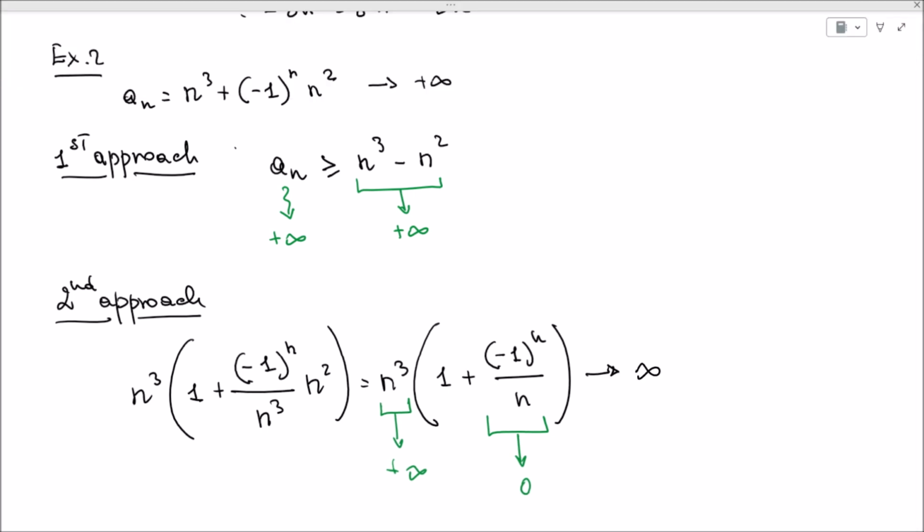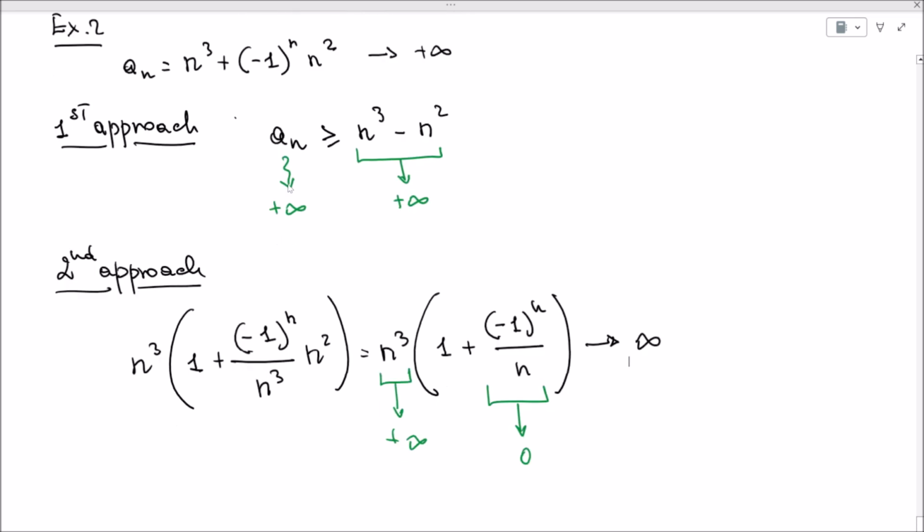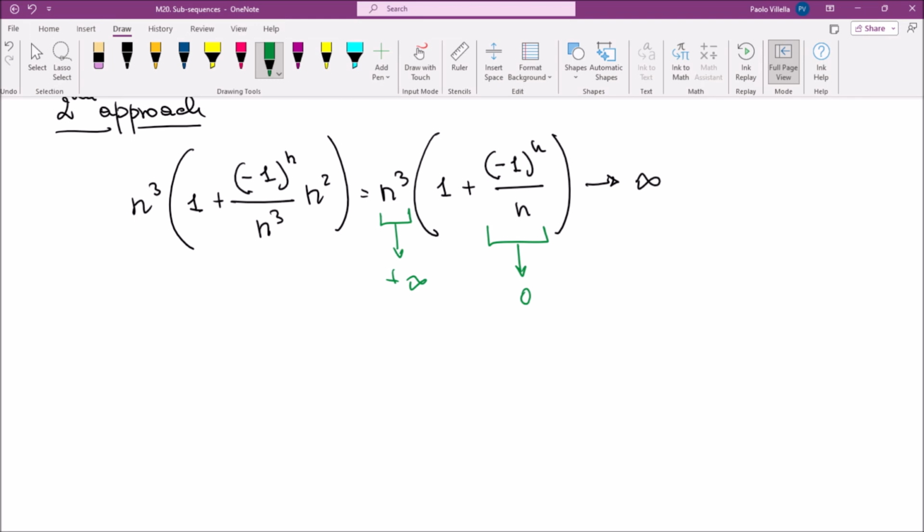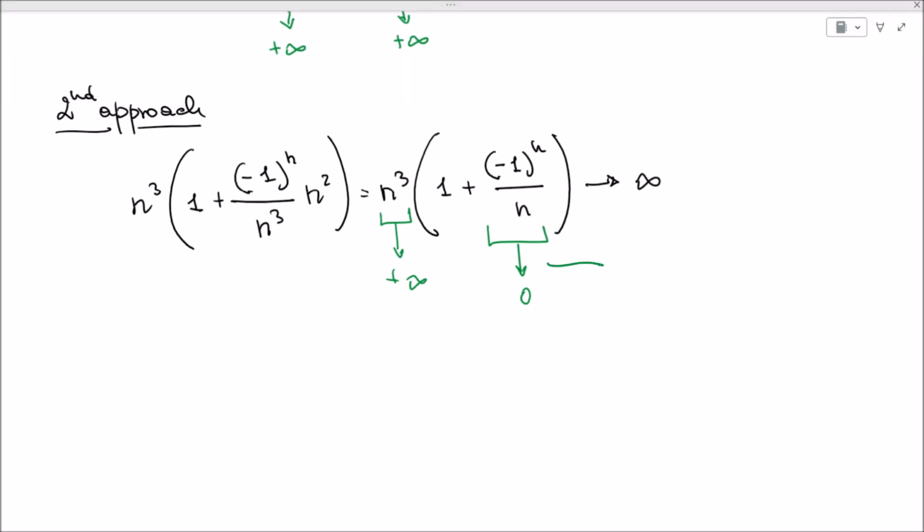Okay, and because this will tend to plus infinity, we can conclude that this will go to plus infinity. Now, if we are not convinced about the fact that (-1)^n divided by n tends to 0, we can do this. We can just use the green pen here to show this. Okay, let me give a simple proof of this statement.